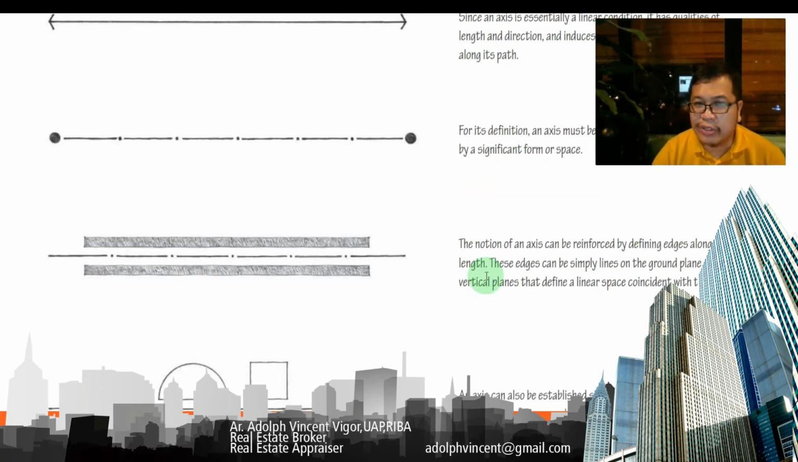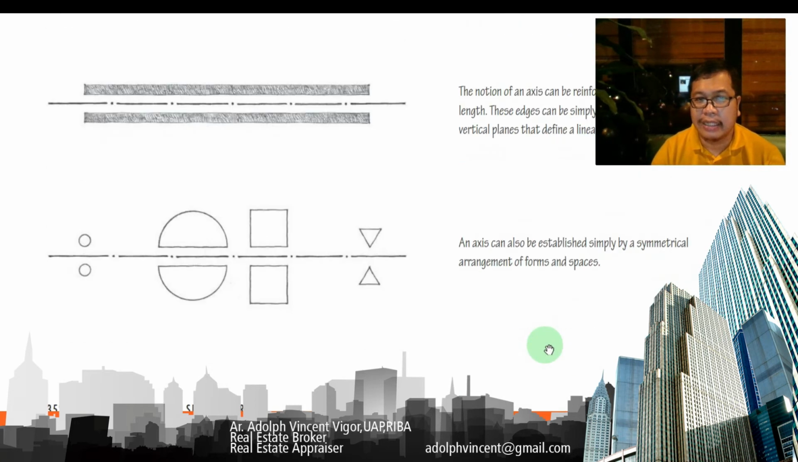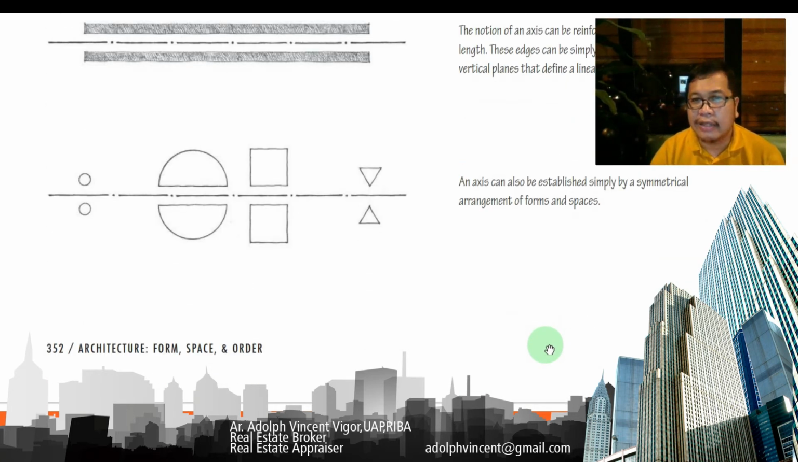Then the notion of an axis can be reinforced by defining edges along its length. These edges can be simply lines on the ground plane or vertical planes that define a linear space coincident with the axis. Then an axis can also be established simply by a symmetrical arrangement of forms and spaces. I like this one, class.